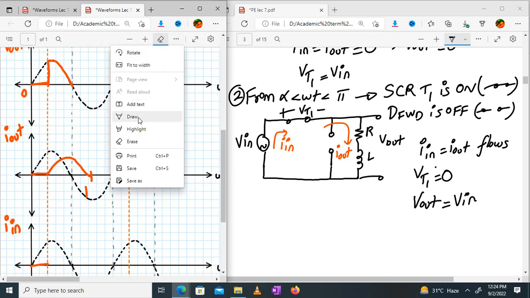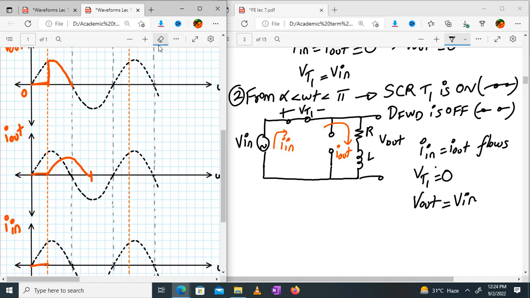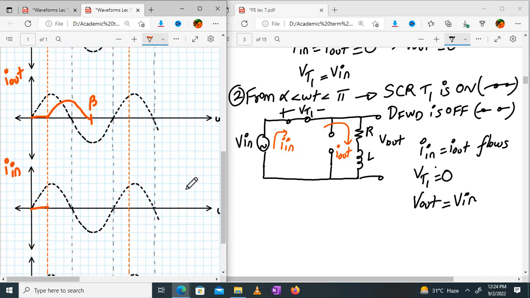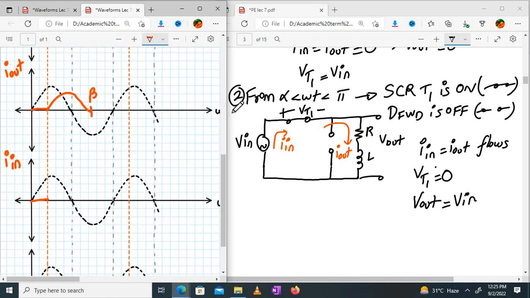Agree? So this is my beta actually. Right? What will be my I in? Will I in follow the same nature?